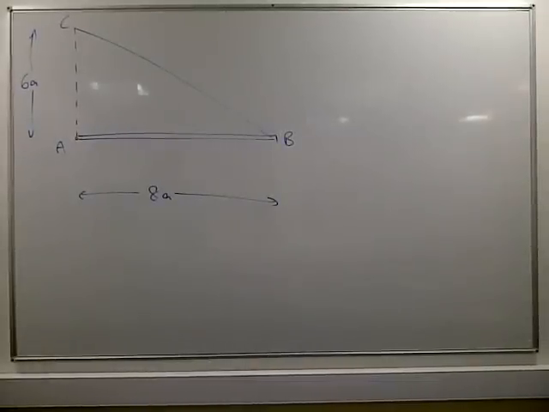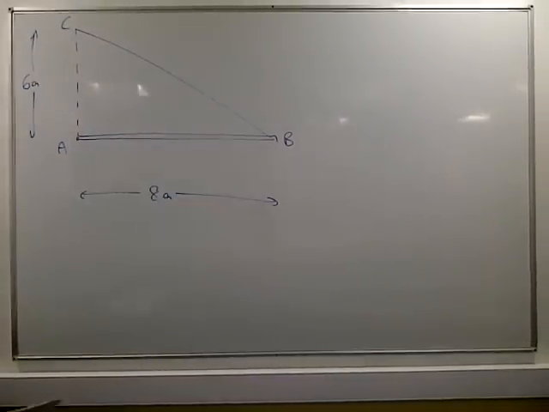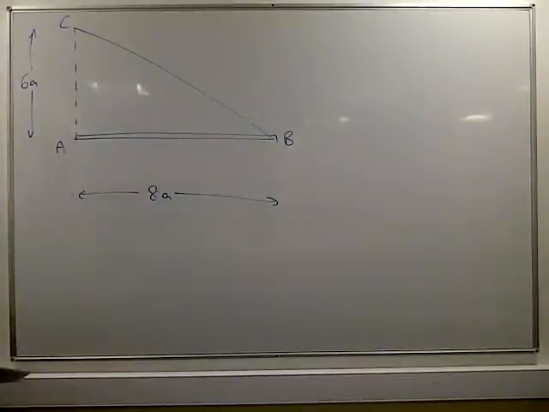Right, we have here a uniform rod AB attached to a wall by a smooth pivot at A and held in position by a string going from C to B. The length of the rod is 8a and this distance here is 6a. Now, by taking moments about A, find the tension in the string.